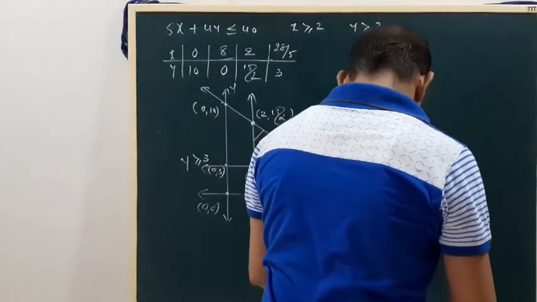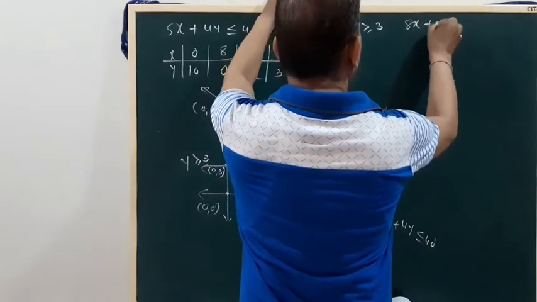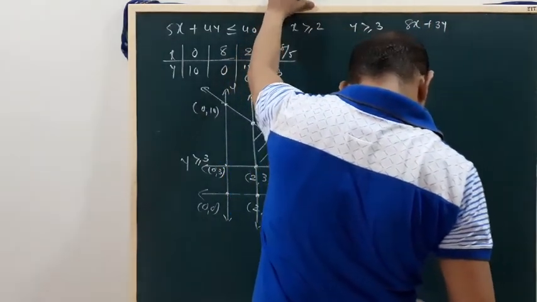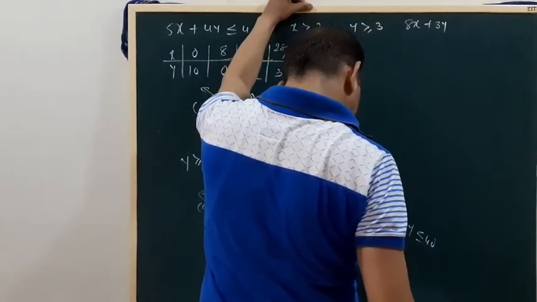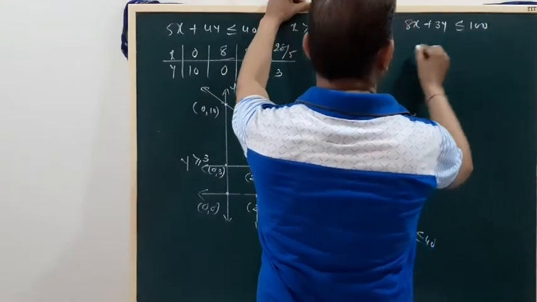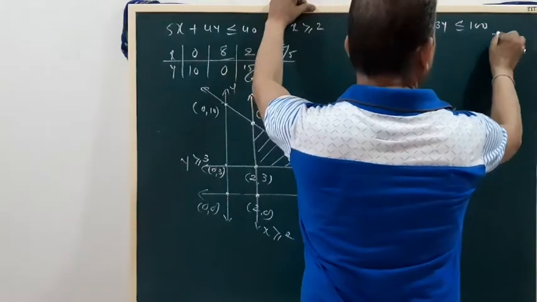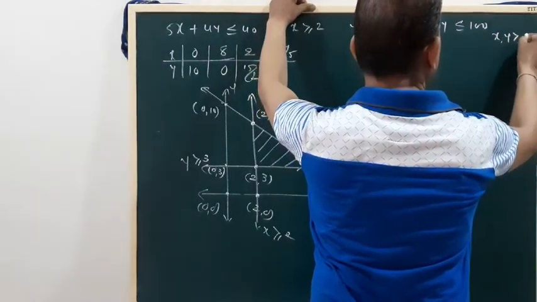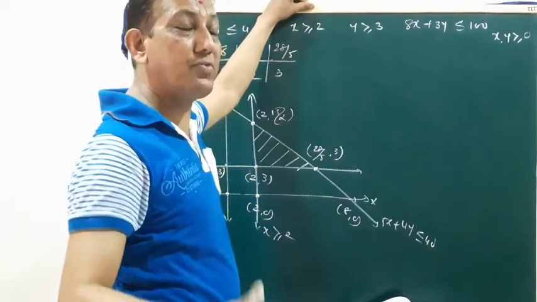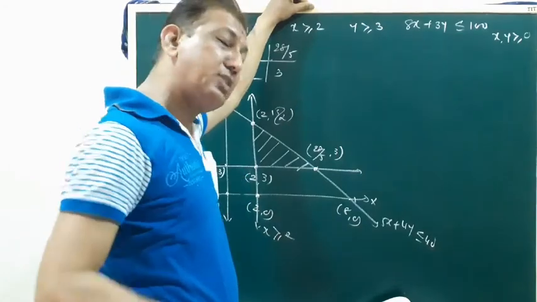Okay, now question 14: 8x plus 3y less than or equal to 100. But what are the second and third conditions? We have already explained in the second last lecture, I think. x and y greater than or equal to 0. That means only and only the first quadrant. Your graph you can draw only in the first quadrant.